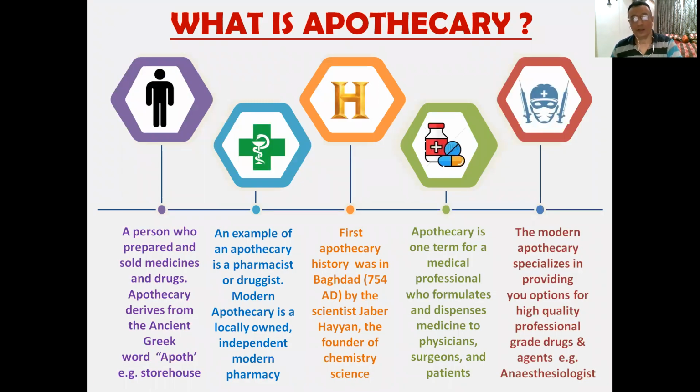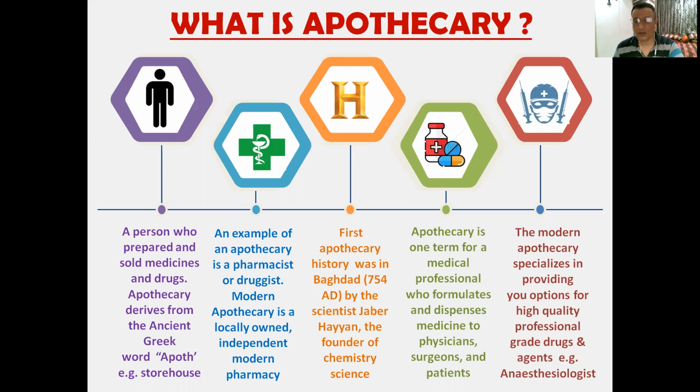So what is an apothecary? An apothecary is a person who prepared and sold medicines and drugs. Apothecary derives from the ancient Greek word apotheke, which means storehouse. An example of an apothecary is a pharmacist or druggist. The modern apothecary is a locally owned independent modern pharmacy. The first apothecary was in Baghdad in 754 AD, by the scientist Jaber, the founder of chemistry science.